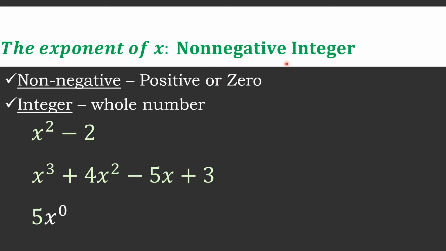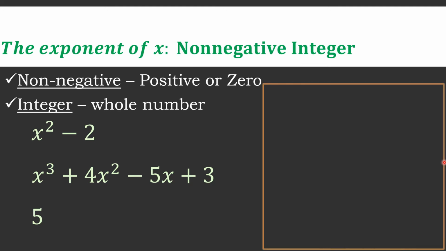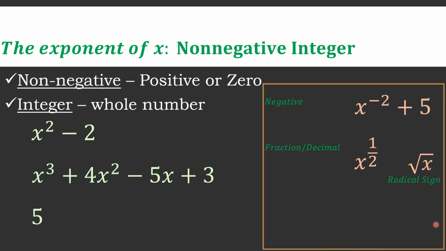Now, when can we say that it is not a polynomial? So again, first, if we have a negative exponent, just like x to the negative 2 plus 5. This expression here is not a polynomial since it has a negative exponent. And also, if we have an exponent of fraction or a decimal, like x to the power of 1/2. X to the power of 1/2 is the same as the square root of x. So if you can see a radical sign and x is inside that radical sign or square root sign, then that specific expression or function is not a polynomial.